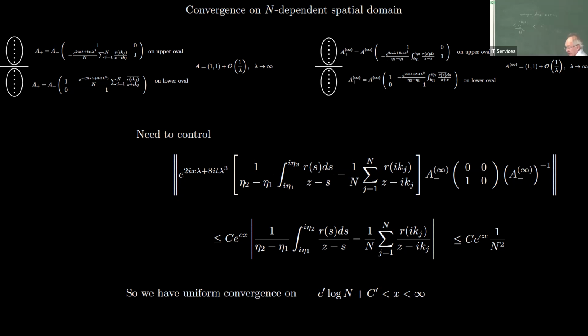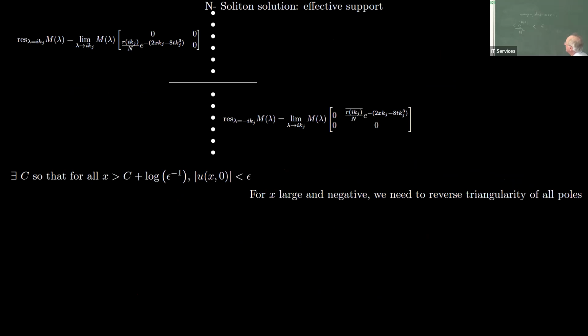All right. So the other question that I posed was, what's the effective support of this n soliton configuration if n is large? And so this is maybe connected to the question Mark asked. If x is large and positive, then all of these exponentials are decaying, right? So the kj's are positive numbers, and that gives me exponential decay. So I can show very easily that there is a constant c, so that for all x bigger than c plus log 1 over epsilon, the solution is less than epsilon.